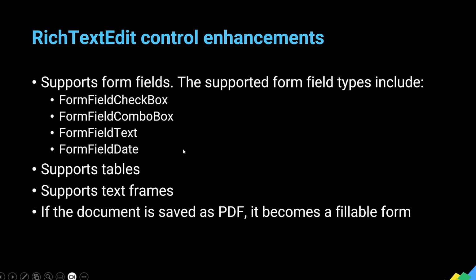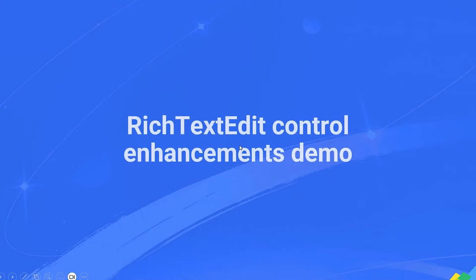And probably the most important part of this is once you've created a document that has these fields in it, the check, the combo, the text, or the date, if you save the document as a PDF, then when the user opens the PDF file, those fields become editable by the end user. So we're going to go ahead and take a look at the demo of that now.